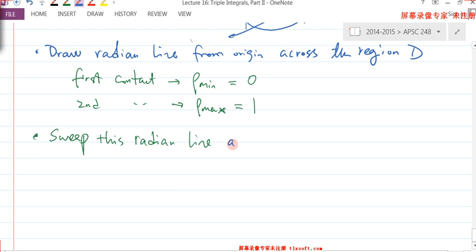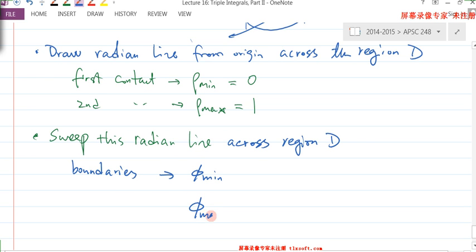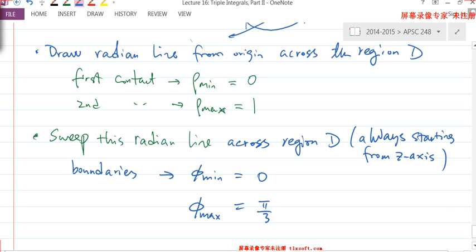So sweep the reading line across region D. Okay, the boundaries give us phi min and phi max, always starting from the z-axis to start the sweeping. So phi min is 0 and phi max is pi over 3.